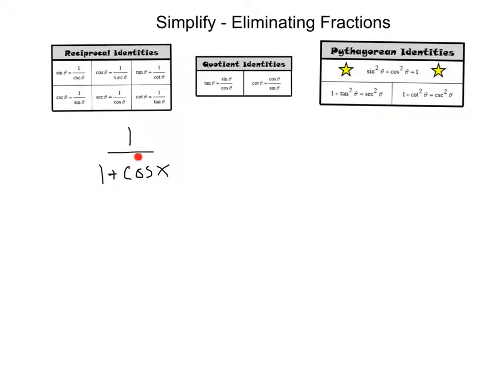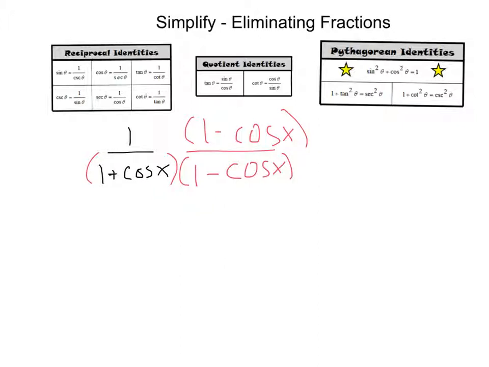Let's try simplifying 1 over 1 plus cosine x by using this method. Let's go ahead and multiply by the conjugate. That's going to be 1 minus cosine x. And of course, what you do to the bottom, you got to do to the top. And that's going to give us, if we distribute this out, 1 times 1 minus cosine x. That's just 1 minus cosine x.